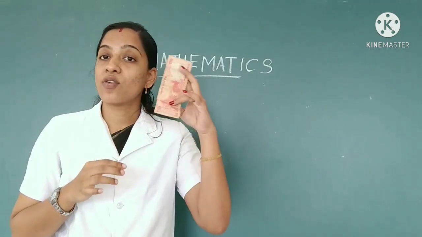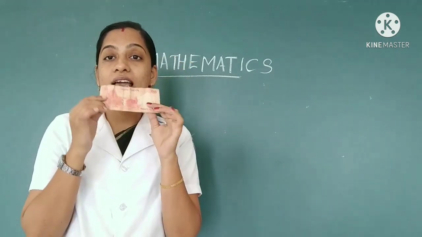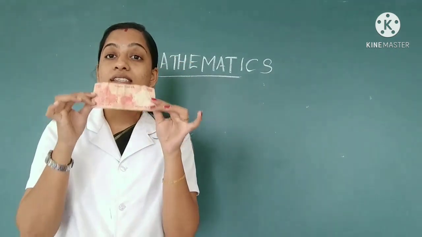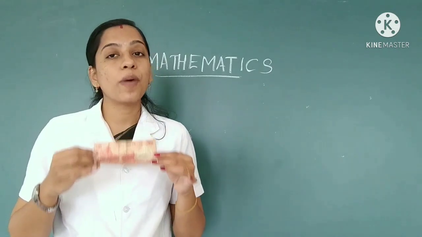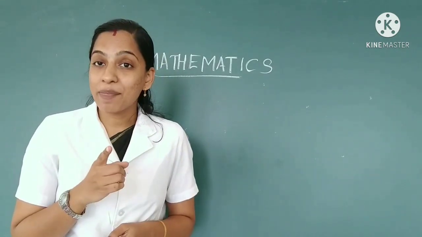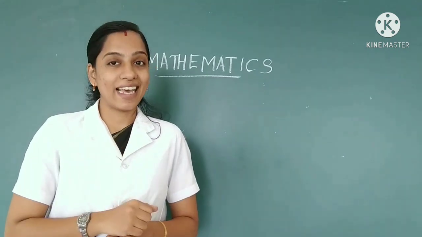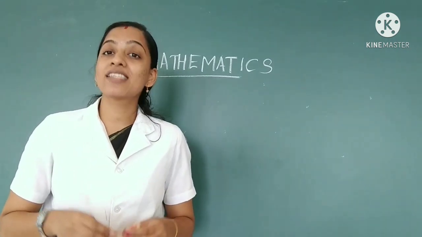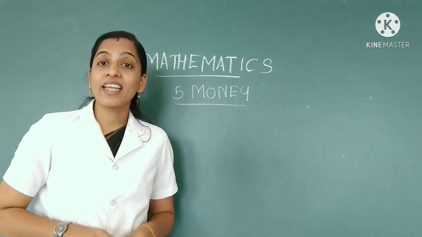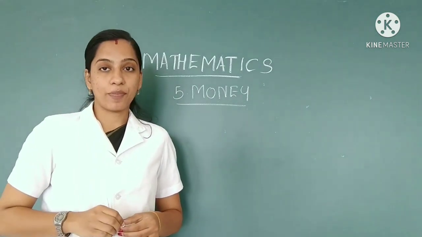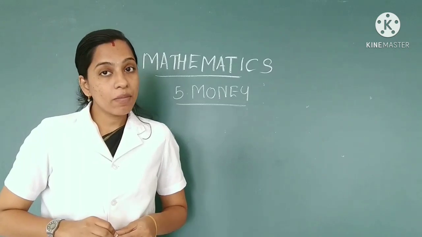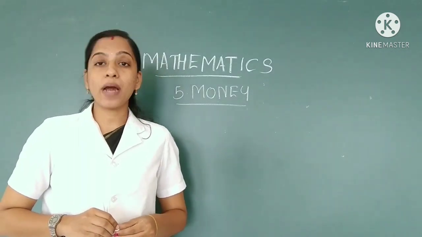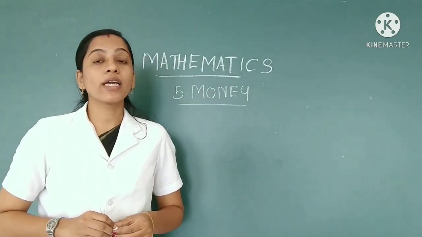See children, what is this? Yes, this is a note. That is, this is money. We need money to buy anything. Did you get the chapter name? Yes, our new chapter is money. See children, this is our 5th chapter. In this chapter, we will learn about Indian money and how to count money. So today, let us talk about Indian money.